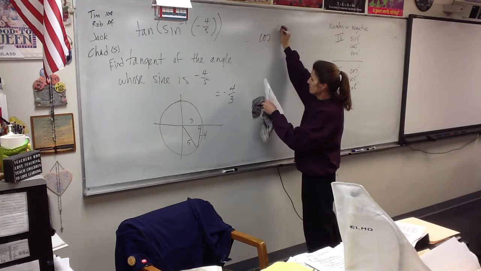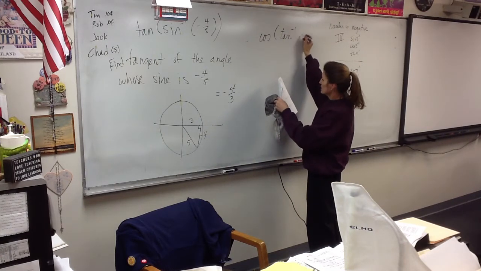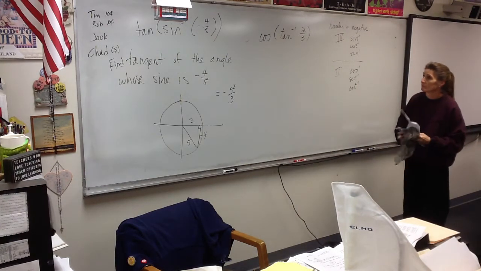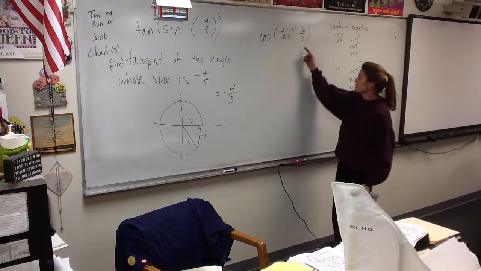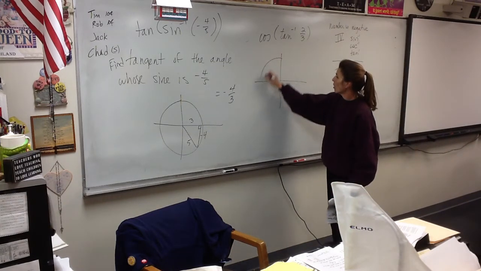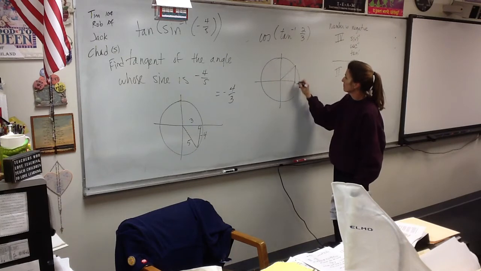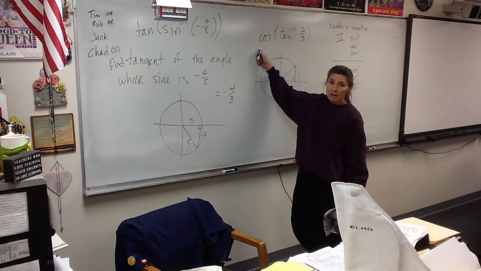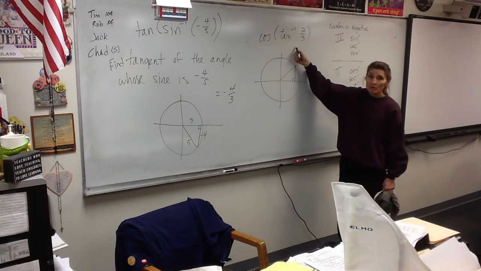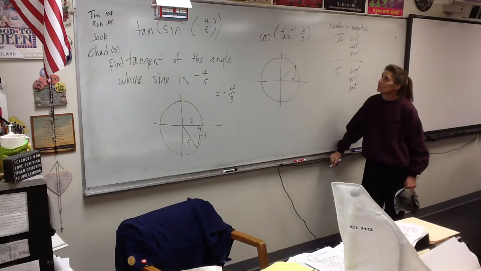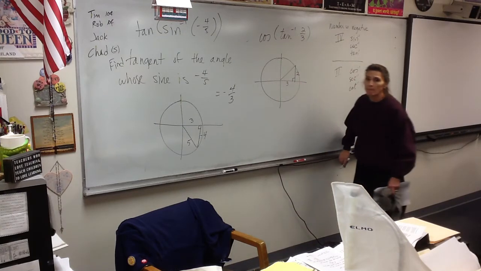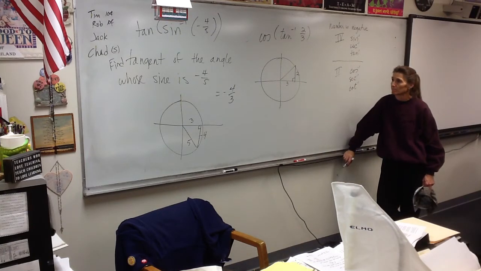Find the cosine of the angle whose tangent is 2/3. That's a positive number, so I will draw it in quadrant 1. Once again, let me read this problem to you. Find the cosine of the angle whose tangent is 2/3. The tangent is 2/3. That means opposite over adjacent is 2/3.